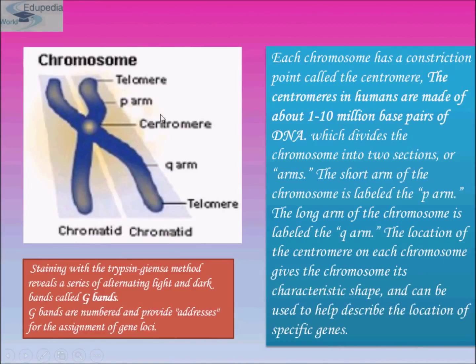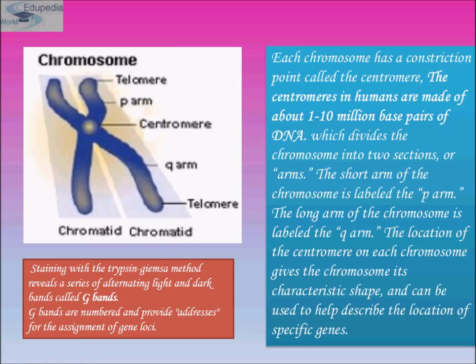This is the centromere, this is the P arm, this is the Q arm, and this is the telomere. They both are the telomeres. Each chromosome has a constriction point called the centromere. As I have told you, the centromeres in humans are made up of about 1 to 10 million base pairs of DNA, which divides the chromosome into two sections or two arms. The short arm of the chromosome is labeled the P arm, and the longer one is labeled the Q arm. The location of the centromere on each chromosome gives the chromosome its characteristic shape and can be used to help describe the location of a specific gene.